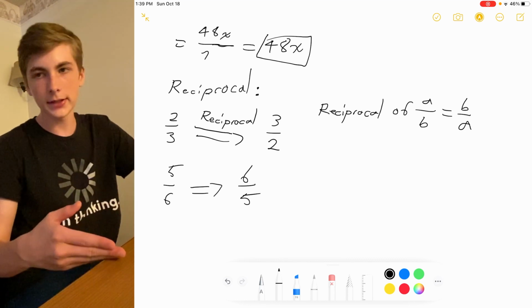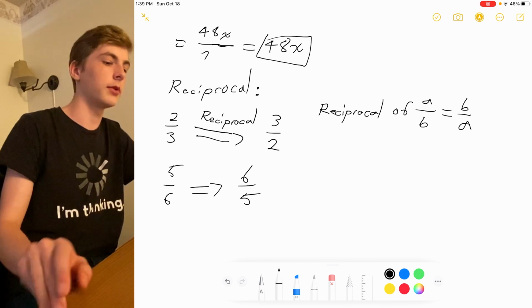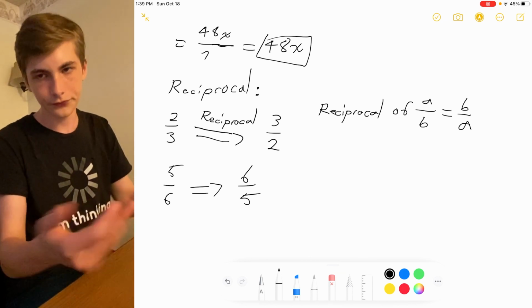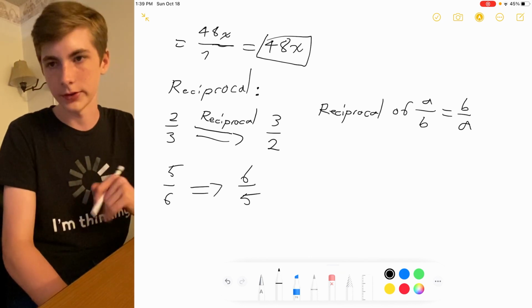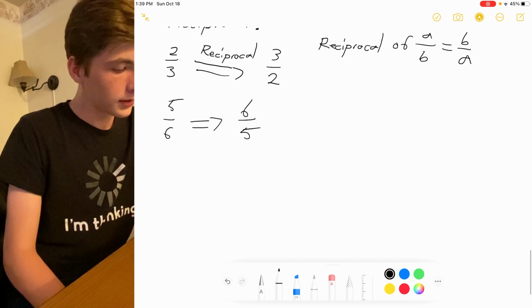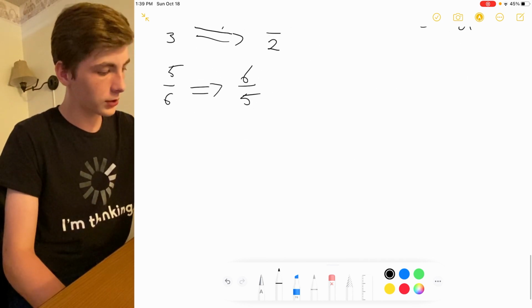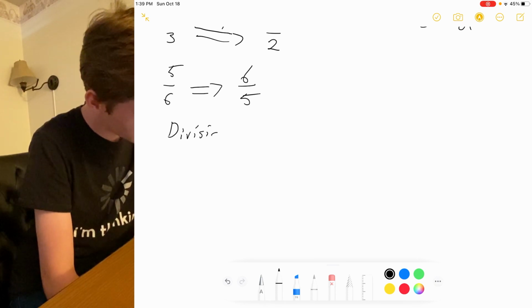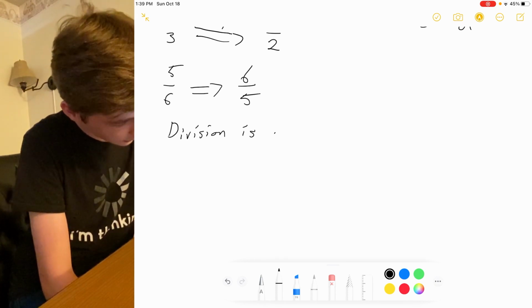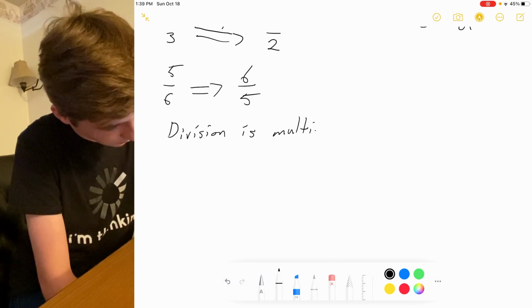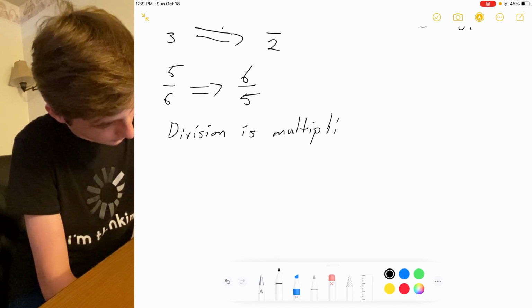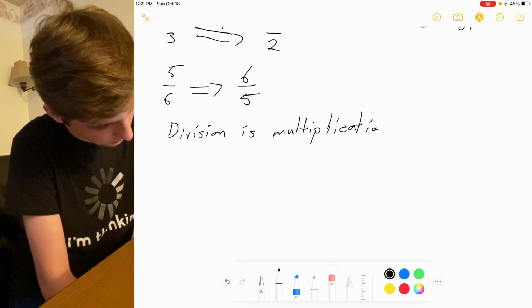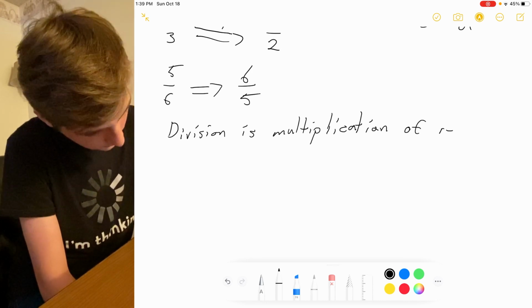When b is not equal to 0 and a is not equal to 0, again, because we can't divide by a or b. But that's what a reciprocal is. And so, now that we know this, we can say the definition of division here. It turns out division is the multiplication of the reciprocal. What does that mean? Well, an example is going to help with that.